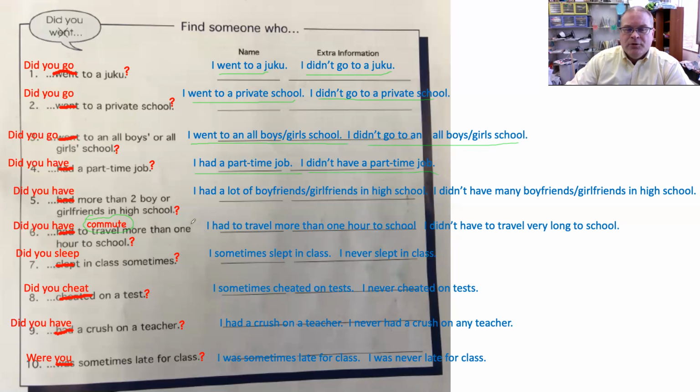Did you have more than 2 boy or girlfriends in high school? You know, I'd rather not say. I don't like the question, but I had a lot of boyfriends in high school. I had a lot of girlfriends in high school. I didn't have many boyfriends in high school. I didn't have many girlfriends in high school. Good. Did you have to travel more than 1 hour to school? I had to travel more than 1 hour to school. I didn't have to travel very long to school. Did you sleep in class sometimes? I sometimes slept in class. I never slept in class. I sometimes cheated on tests. I never cheated on tests.